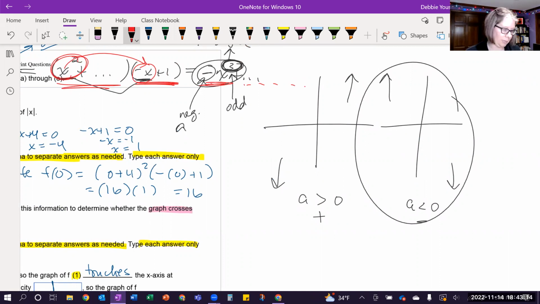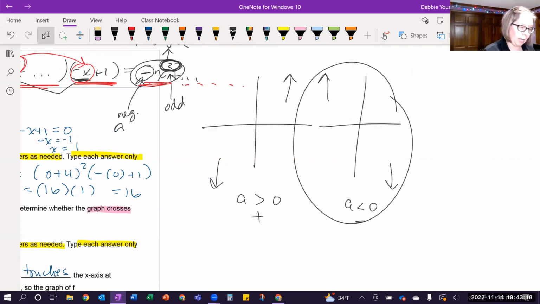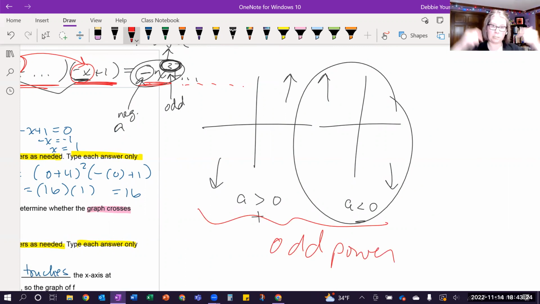Okay. And if it's odd, it's going to be one of these two. They're going to be split. Okay. Split ends, like hair, split ends. Okay. But you look at the beginning sign, is it positive or negative? And that's how you know which one it's going to be. If it's positive, it's down first, then up. If it's negative, it's up first, then down.